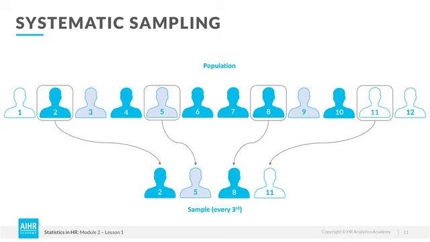To determine the ordering scheme, you have to look at the population size and the sample size. For instance, if you want to take a systematic sample from your company of 10,000 employees and want to get a sample of 1,000 employees, you want to pick every 10th person in your list of 10,000 employees, as 10,000 divided by 1,000 is 10.